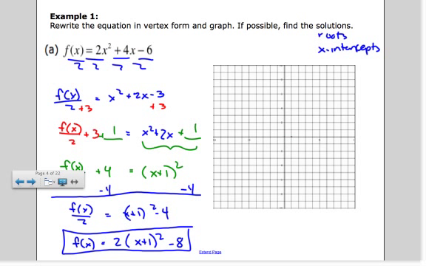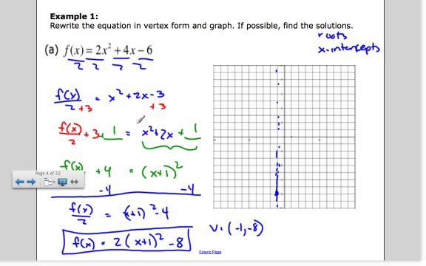I'm going to go ahead and use this form. My vertex is at -1, -8. So -1, -8 is right here. Let's see, 2, 4, 6, 8 is right here. On your paper, it's probably going to hit right at the bottom line. Then I'm going to draw the axis of symmetry right down here.